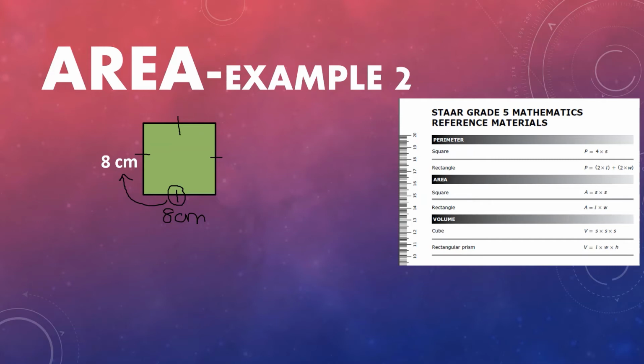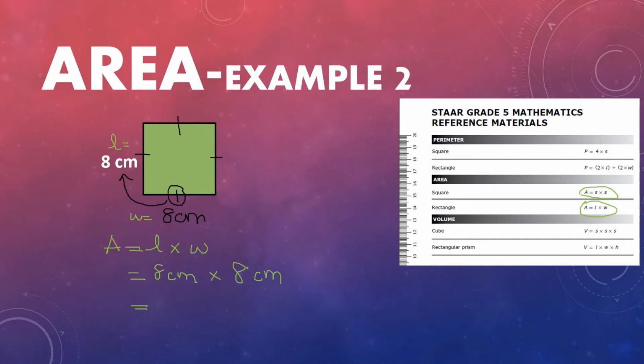So again, we're going to start with step 1, which is the formula. And right here, you can look at the formula for the square, or you can use the rectangle. It doesn't matter. I'm going to just continue to use the one for rectangle. Then the next step is to substitute my numbers in for my length and my width. So I can pretend this is my length and I can pretend that this is my width. And I'm going to substitute those in for my L and W.